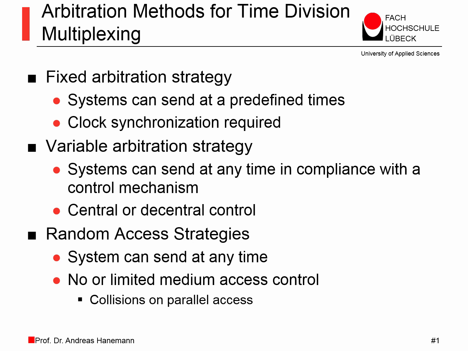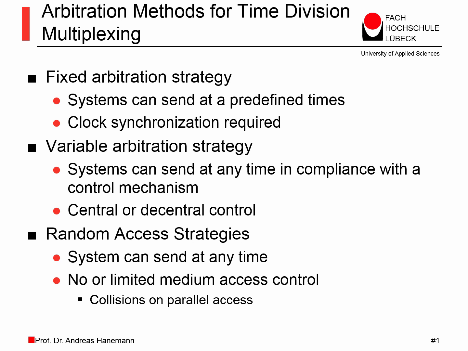This video is about options for time division multiplexing. The first possibility is a fixed arbitration strategy where systems have predefined time intervals that they can use to send data. This method requires clock synchronization so that all systems have the same view about begin and end of these time intervals. In some terminology, only this method is called time division multiplexing.